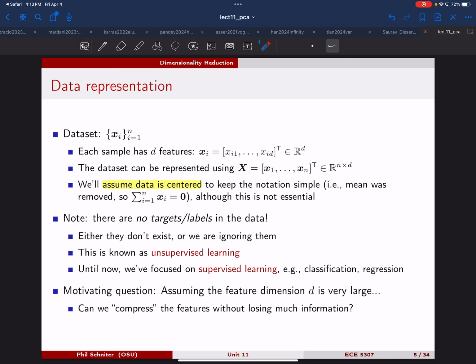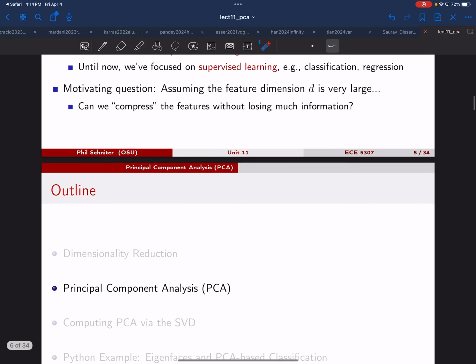So again, there's no targets or labels in our data set now. Maybe we do have some, we'll just ignore them for this purpose. And so this is an example of what's called unsupervised learning, because those targets are usually the supervision for how we learn our system. They're absent, so we're doing a different kind of learning. Supervised learning would include classification and regression. Unsupervised learning would be something like this, dimensionality reduction, or clustering, which we'll talk about in the next unit. So basically the question now is, can we somehow compress our features without losing much information? That's our goal.